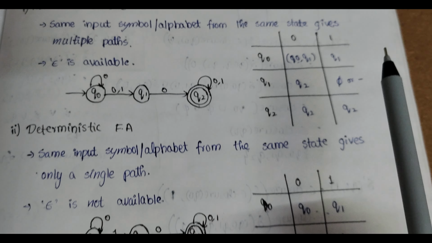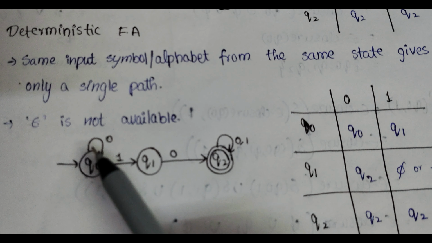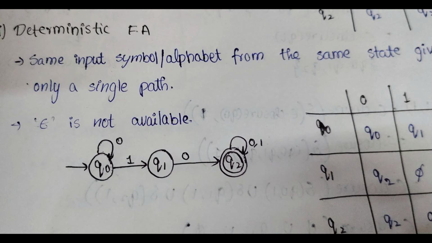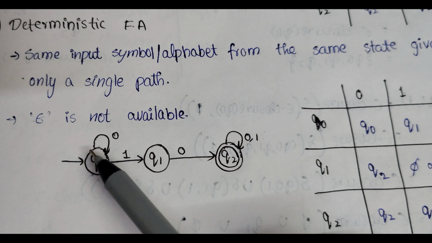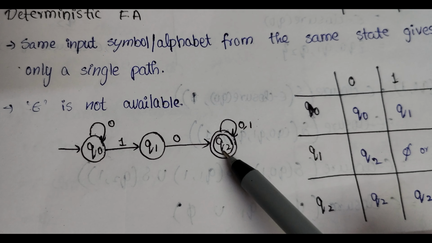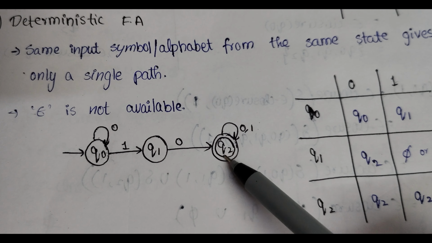Done? So, coming to the deterministic finite automata, let us see the example. In this example, Q0 on 0 is giving Q0. Q0 on 1 is giving Q1. Q0 on 0 is giving Q2. Q2 on 0 is giving Q2. Q2 on 1 is also giving Q2.